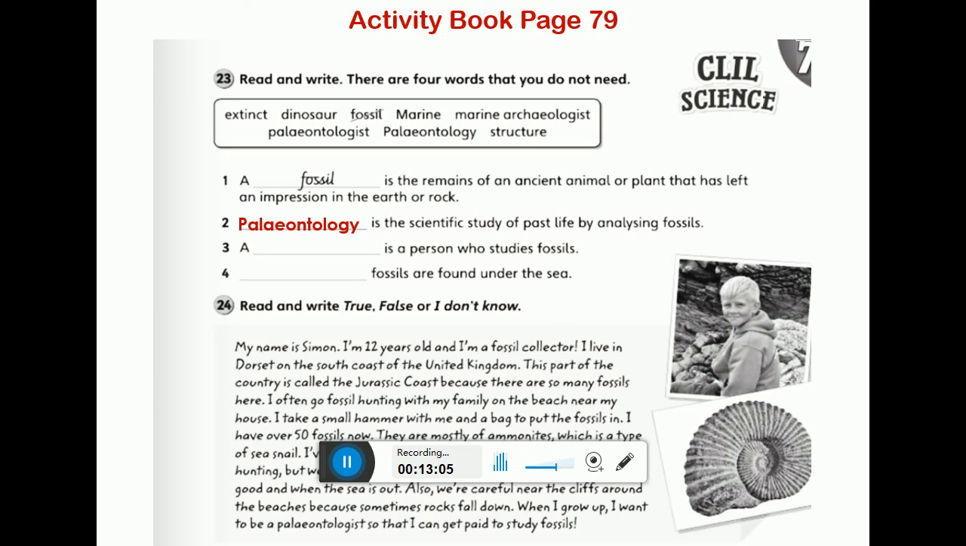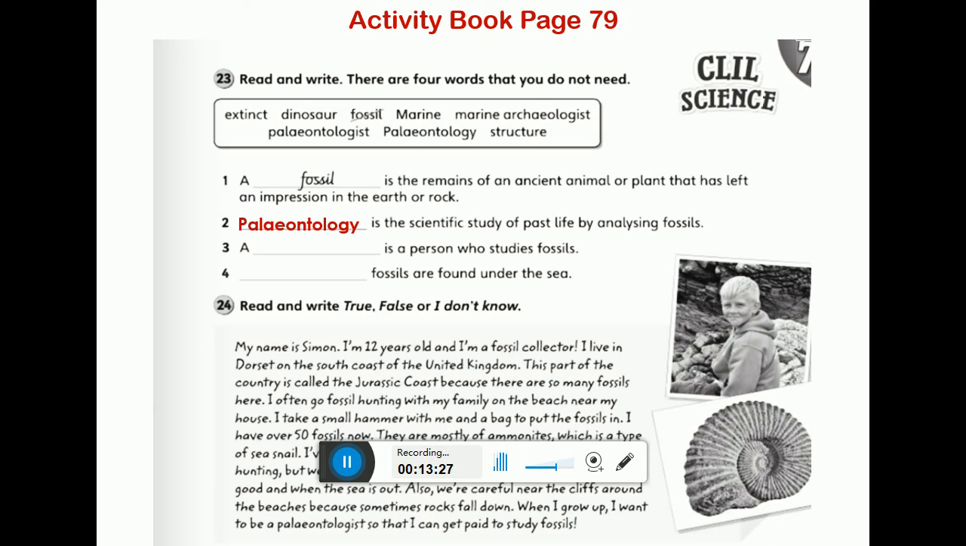Paleontologists are the fossil scientists. Paleontology is the science of studying fossils, and structures is the formation of the body of that fossil. The first one is done. A fossil. What is a fossil? It's the remains of an ancient animal or plant that has left an impression in the earth or rock.